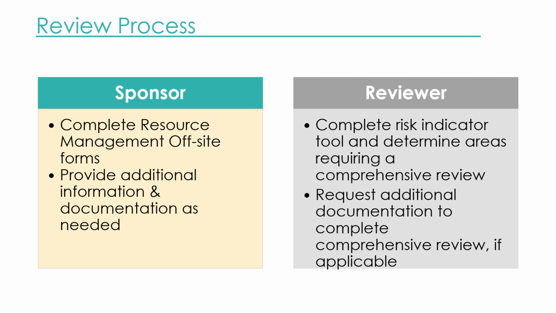In order to complete the resource management component of the administrative review, the sponsor must answer the resource management off-site questions in the CNP system and provide additional information as requested. The state agency reviewer will complete the risk indicator tool to determine if any areas need to have a comprehensive review, which might require requesting additional documentation when needed.